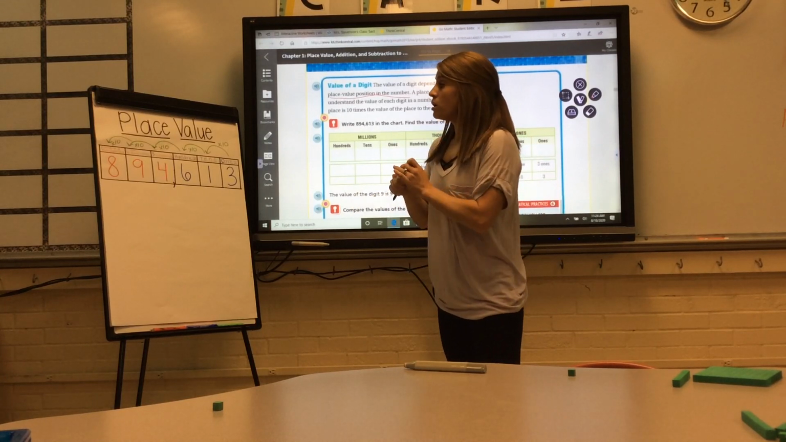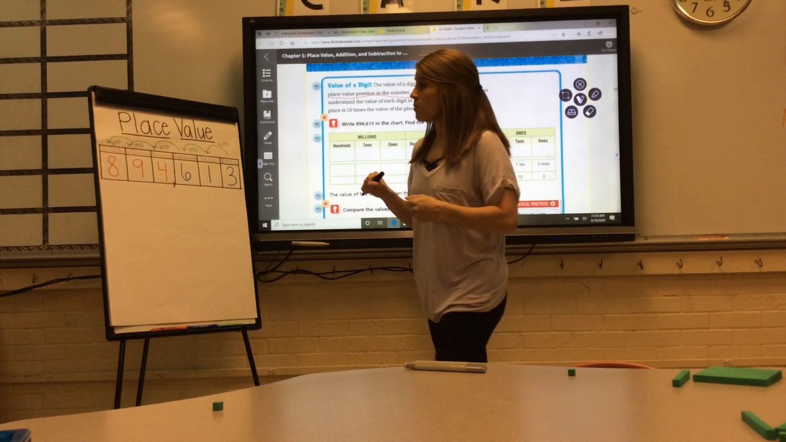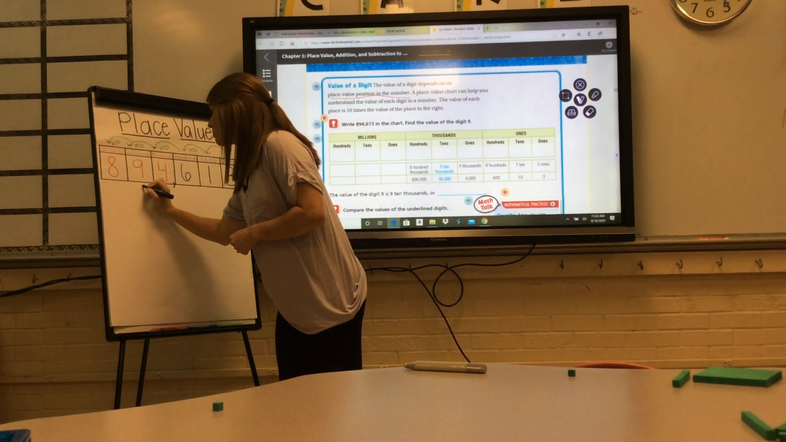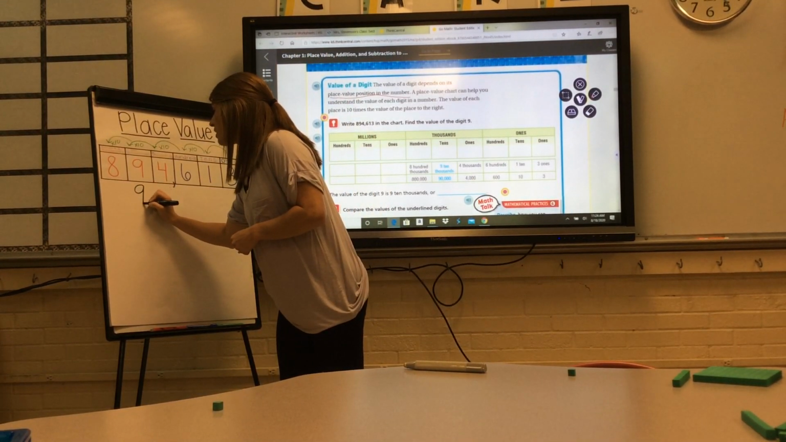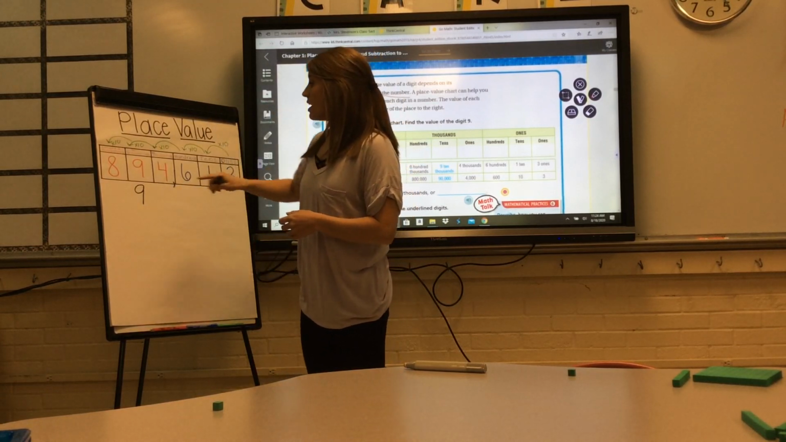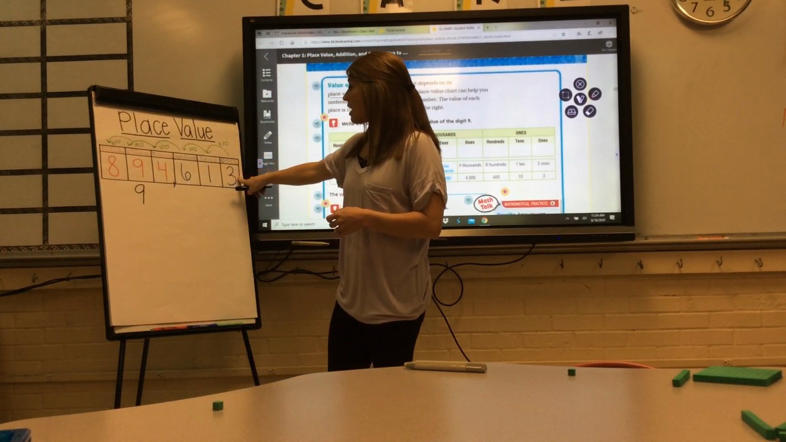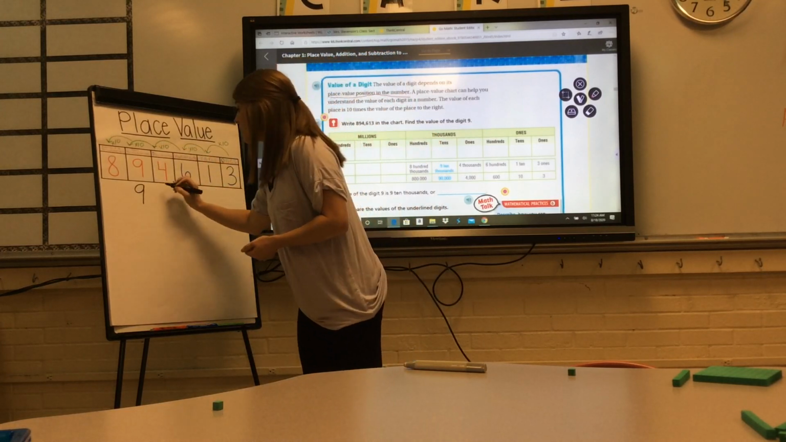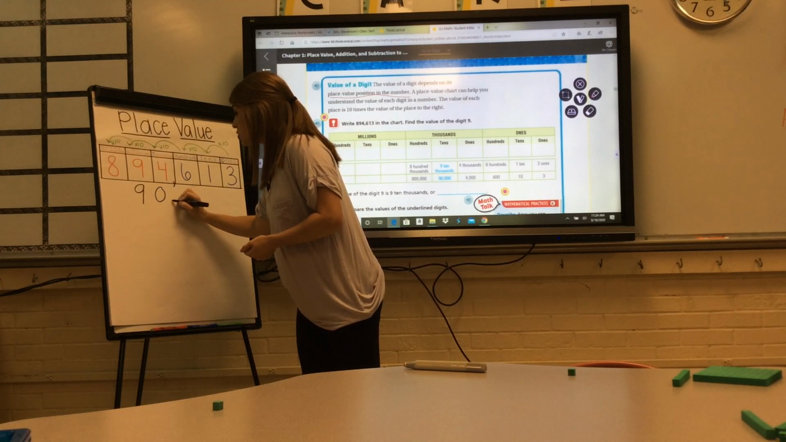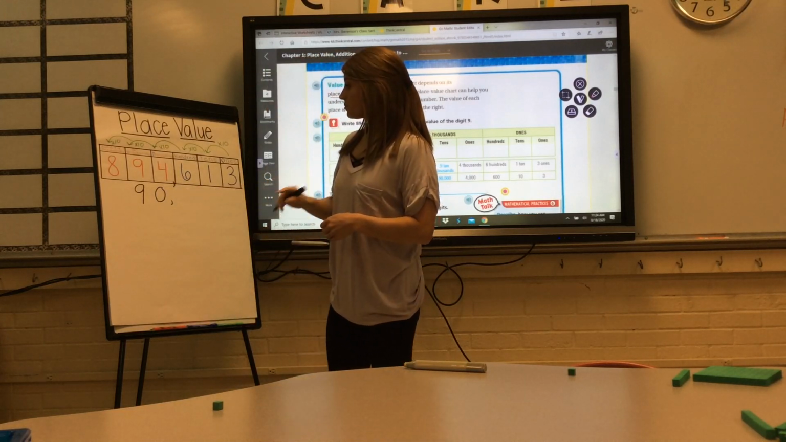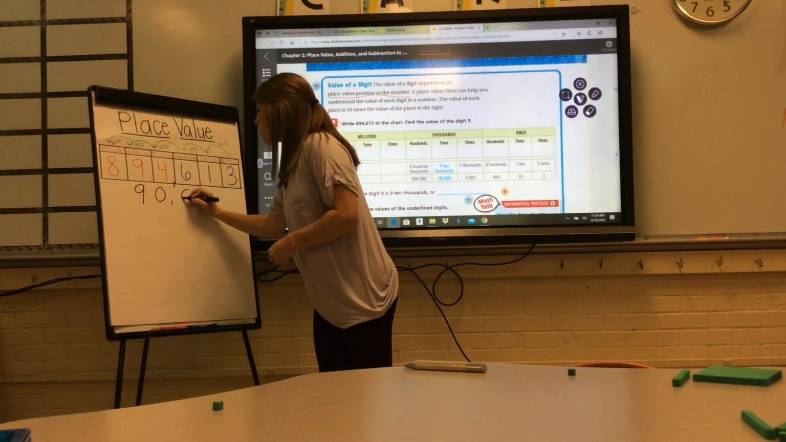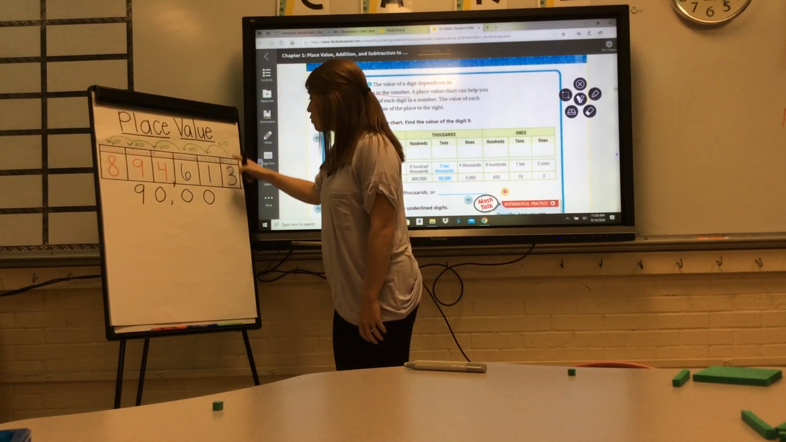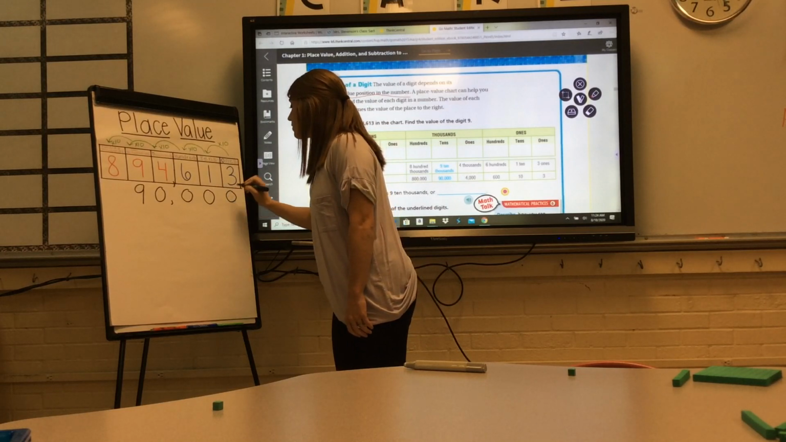Okay? So to find the value of that, what I would do is I would take it and write that same number underneath that place value chart. And then every place that I have to the right, I would put a 0 there. So for the thousands place, I'm going to put a 0. Make sure you add your commas where it's needed. For my hundreds place, I will put a 0. My tens place, I'll put a 0. And for my ones place, I'll put a 0.